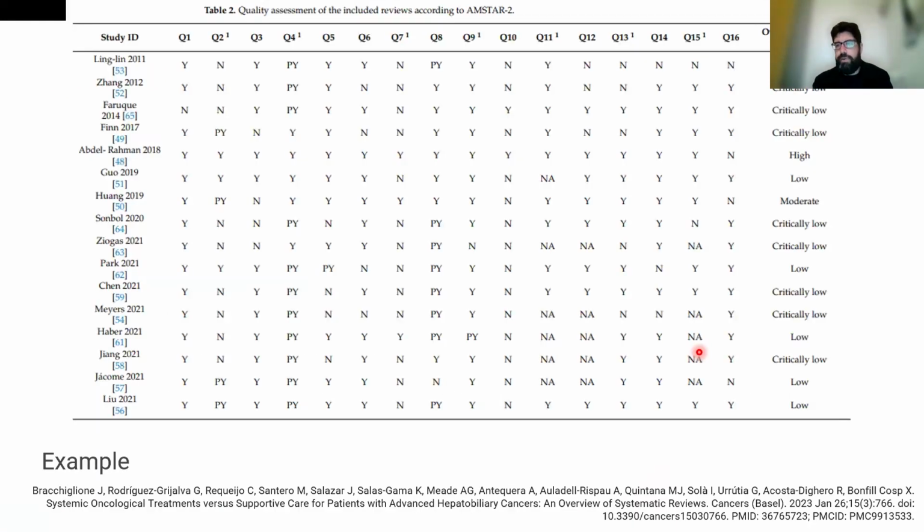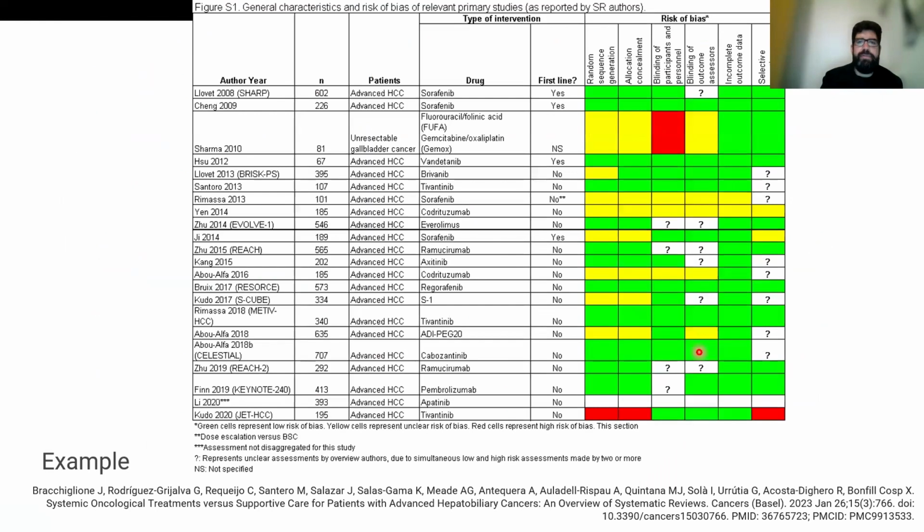So this is an example from a published overview of our team. Here is the AMSTAR 2 assessment of all the included systematic reviews. And here is the primary study assessment of risk of bias according to the systematic review authors. All the things that you see with a question mark represent unclear assessments by overview authors due to simultaneous low and high risk assessments made by two or more systematic review authors.